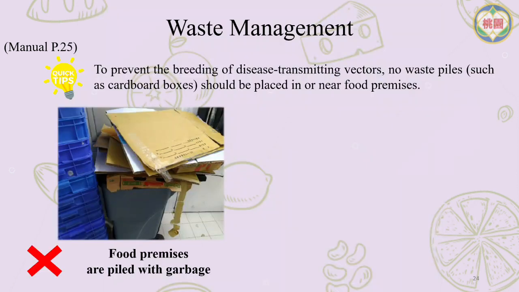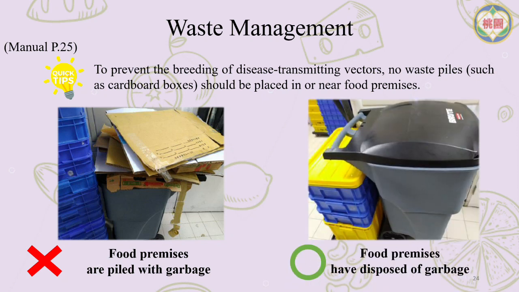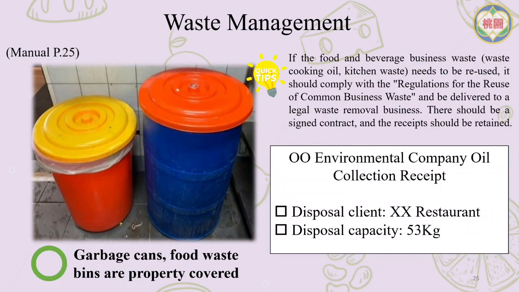In waste management, to prevent the breeding of disease-transmitting vectors, no waste piles should be placed in or near food premises. If waste is piled up in the food operation site as shown in the left picture, it is a mistake and should be corrected as shown in the right picture. In addition, trash cans and kitchen waste bins should be covered and cleaned regularly during non-operational hours, and should be placed where they will not contaminate food or clean utensils.